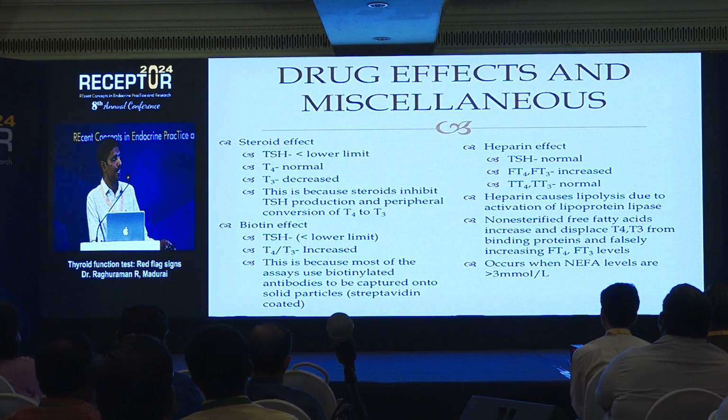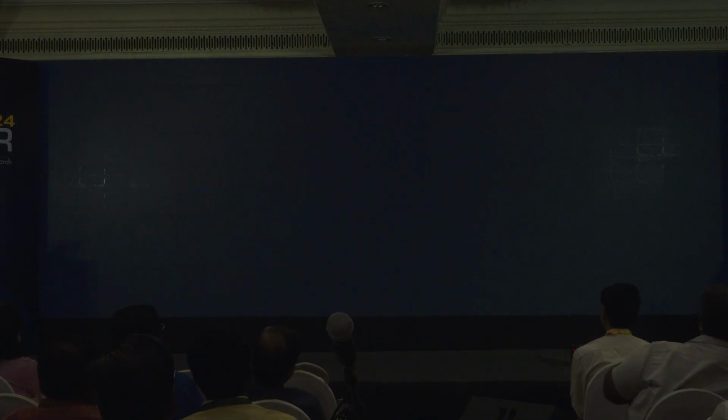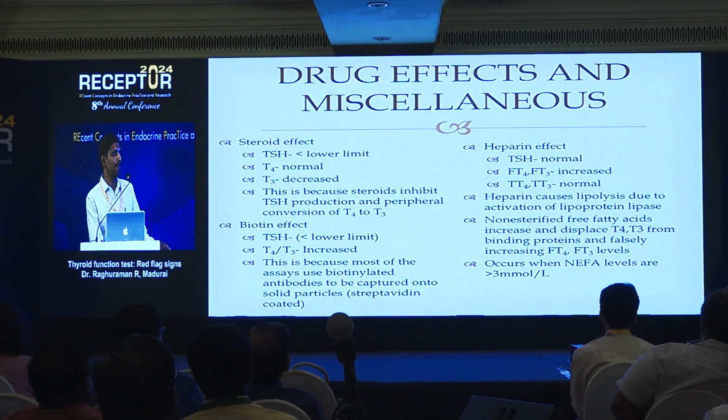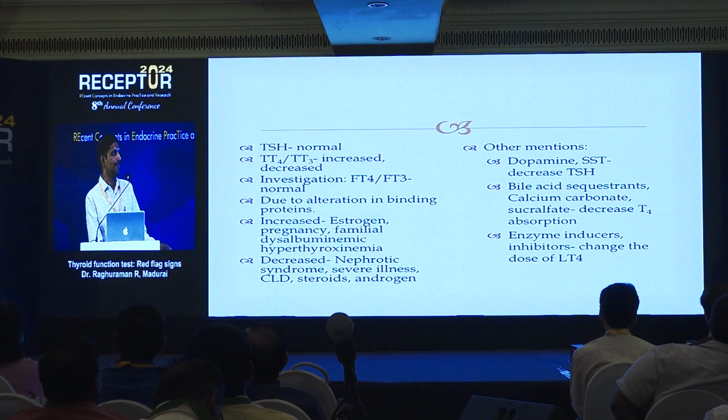In heparin, the TSH will be normal, but T3 and T4 will be increased. This is because heparin induces lipolysis by activation of lipoprotein lipase. So once non-esterified fatty acids are increased, they displace T3 and T4 from their binding proteins, especially albumin, and it will lead to falsely elevated T3 and T4, free T3 and T4. This occurs only when the non-esterified fatty acid level is more than 3 millimoles.